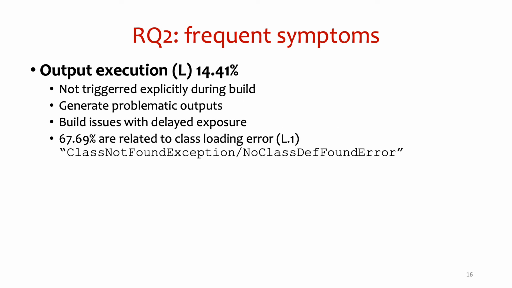There is another interesting category of symptoms that do not trigger explicitly during the build process, but generate problematic outputs such as a compiled class file, assembled jar, or executable application that fails to work properly. For example, there are two common errors: ClassNotFoundException or NoClassDefFoundError. They occur once the JVM is unable to find a particular class at runtime. They are often caused by missing or incorrect dependencies in the assemble phase, or by inconsistent Java versions in the runtime and compilation phases. Due to their low exposure, this kind of issue increases developers' efforts in solving build problems.